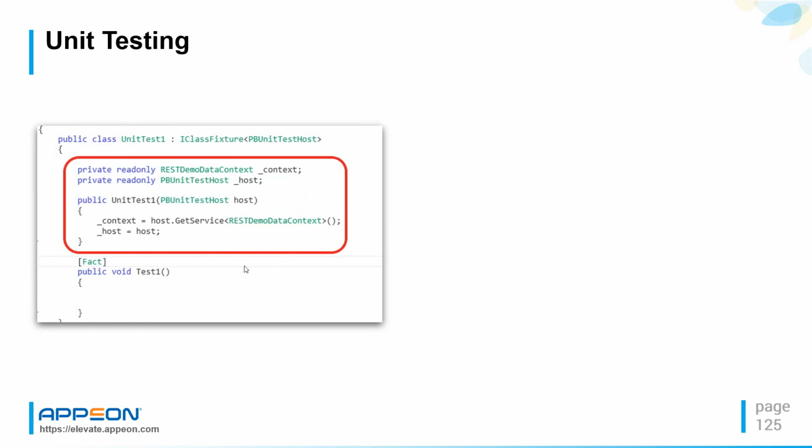So I'm creating an instance variable of the data context of that PB unit test host. I'm creating a custom constructor for PB unit test that takes the test host and then setting the instance variables based on that.